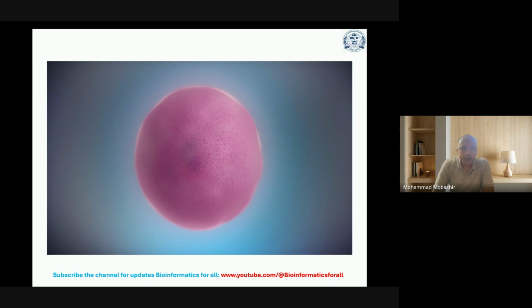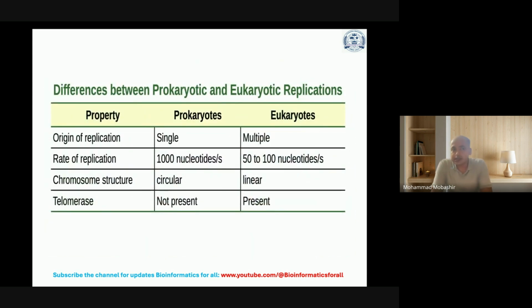Now, after seeing this, we can move to the next part, that is differences between prokaryotic and eukaryotic replications, which we have discussed earlier also, but still we can see origin of replication single in prokaryote, while in eukaryotes it is multiple. Rate of replication 1000 nucleotides per second, while in case of eukaryotes 50 to 100 nucleotides per second. Chromosome structures are circular in prokaryotes while linear in eukaryotes. Telomere is not present in prokaryotes while it is present in eukaryotes.